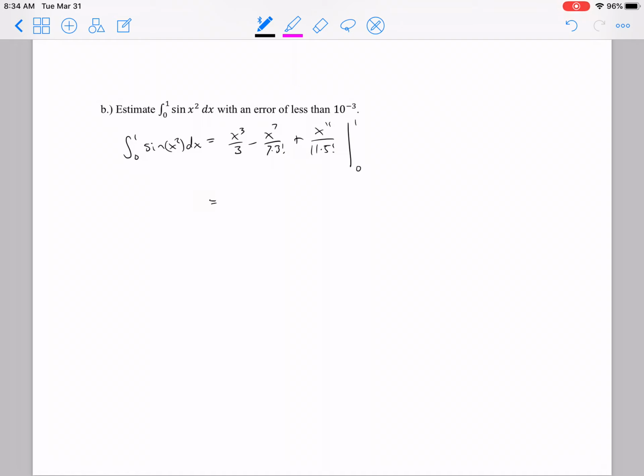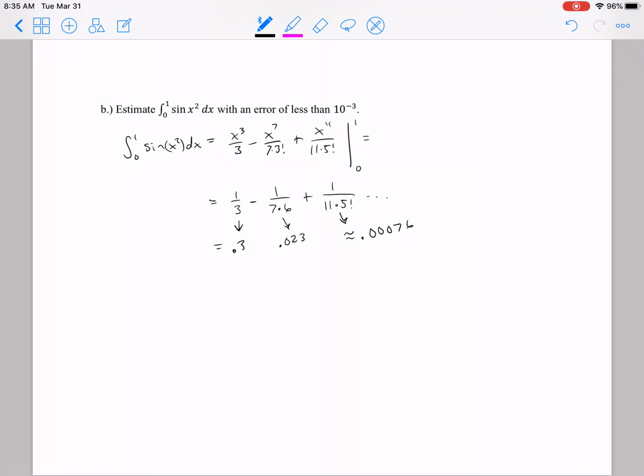And when we do that, what we end up with is 1/3 minus 1 over 7 times 3 factorial, which is 7 times 6, plus 1 over 11 times 5 factorial. I'm not writing that one out right this second. And so if we start looking at these, 1/3 is about 0.3, this is about 0.023, and then this one here I did already, and it's going to be about 0.00076. So right there, we're past that third decimal place.